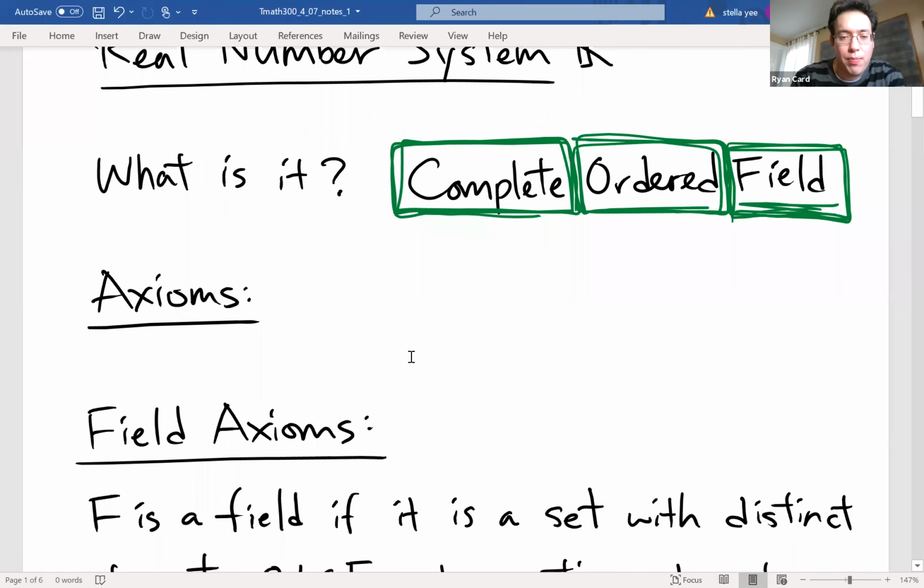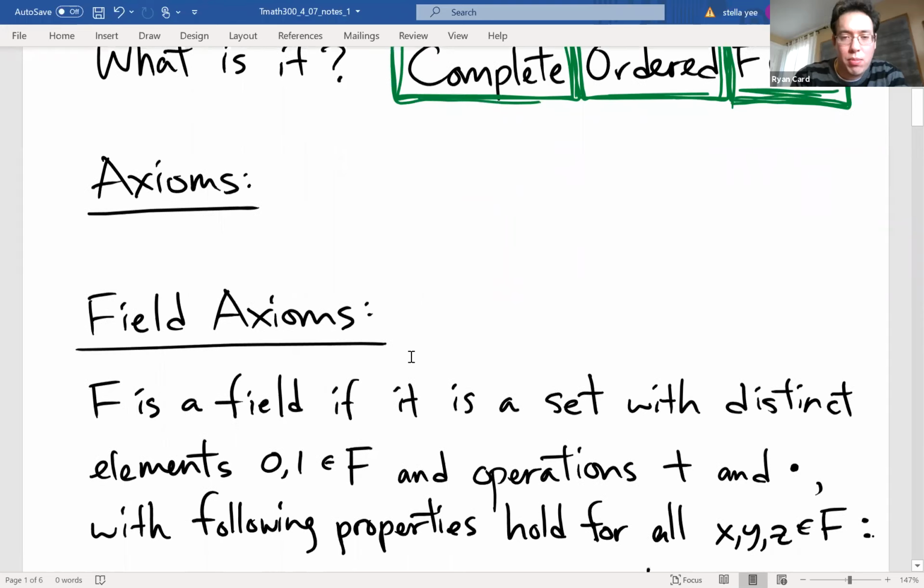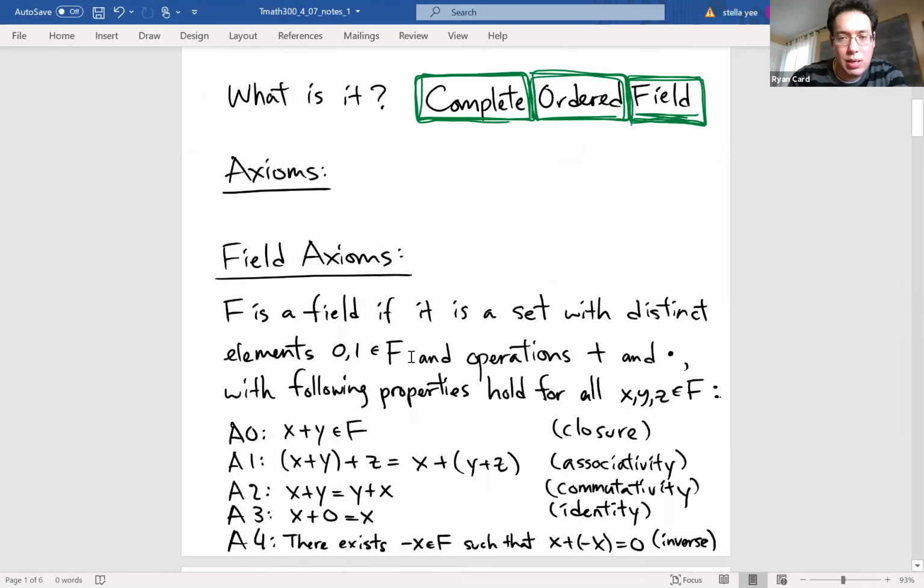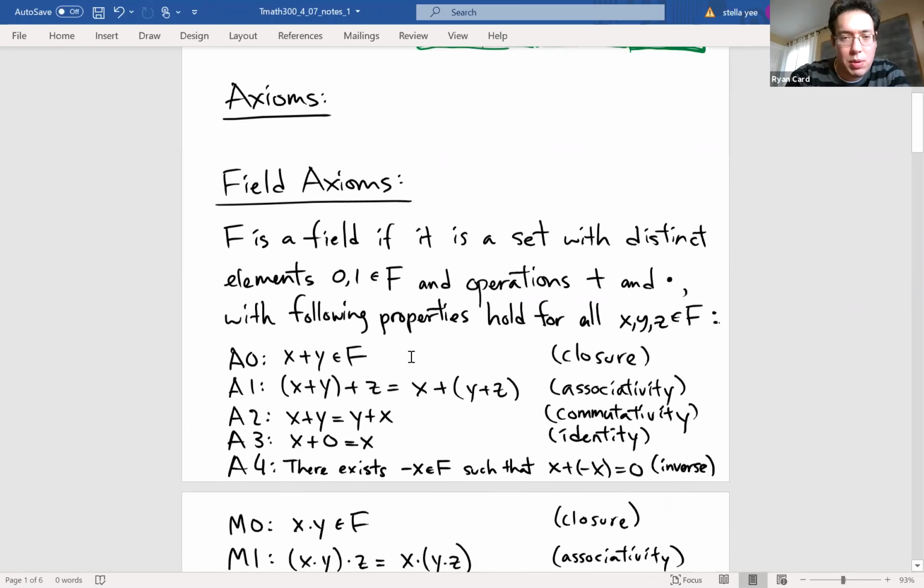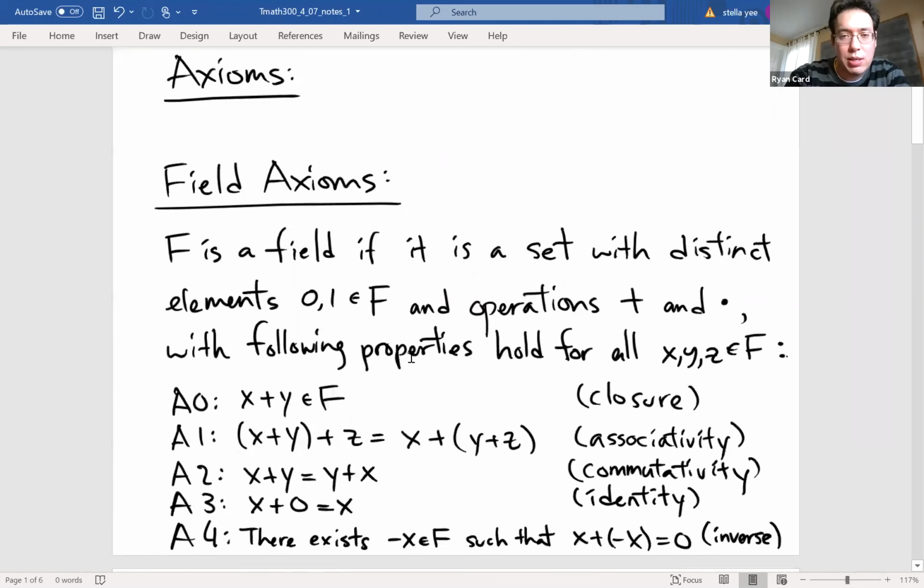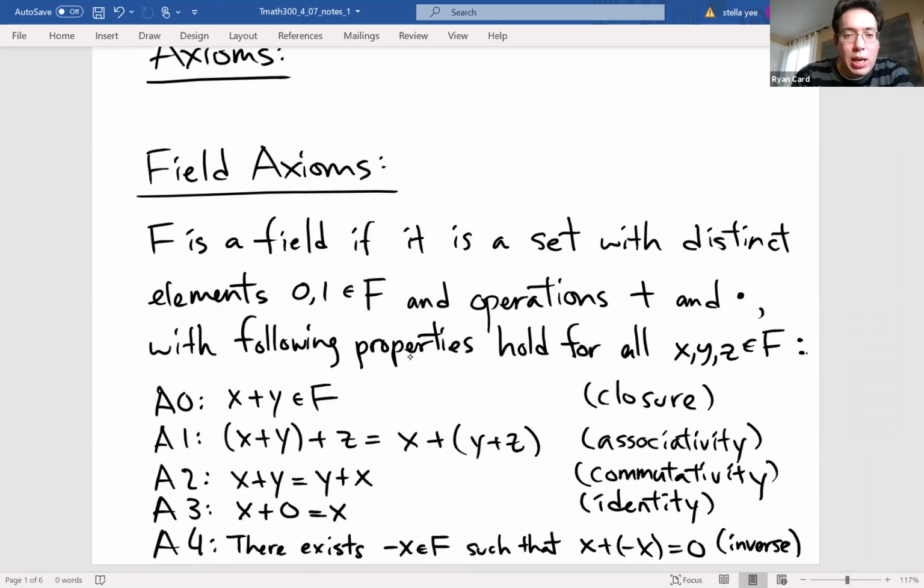Okay. So let me just kind of zoom out a little bit. Sorry, maybe we'll start with the addition axioms. Okay, all right. So we're gonna talk about what it means to be a field first.